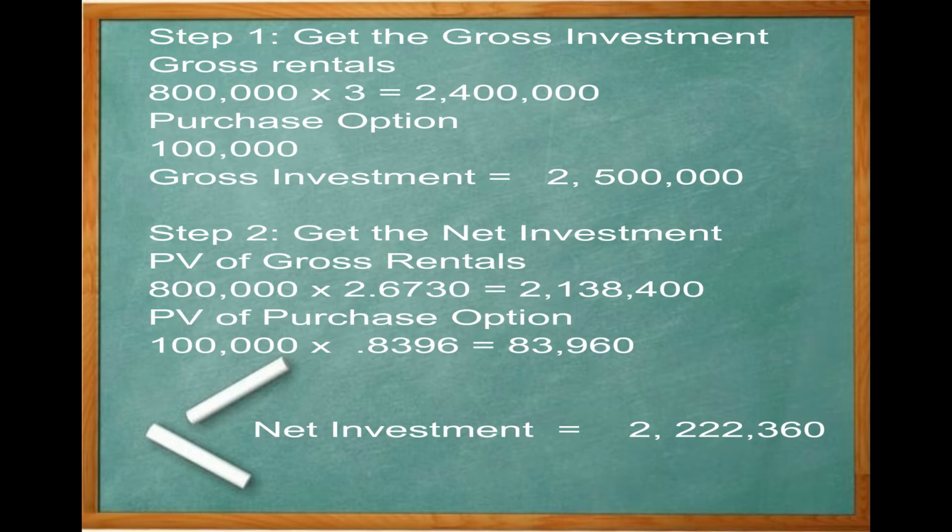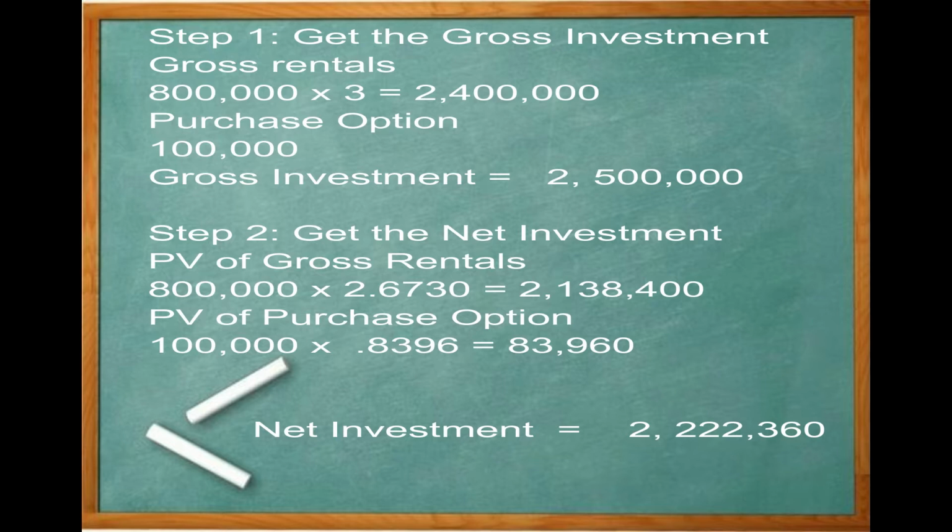Present value of the gross rentals, 800,000 times 2.6730 equals 2,138,400, and the present value of the purchase option, 100,000 times 0.8396 equals 83,960. Para malaman kung paano nakuha ang 2.6730 at 0.8396, tingnan lang natin sa screen kung paano ito nakuha kasama ang formula.